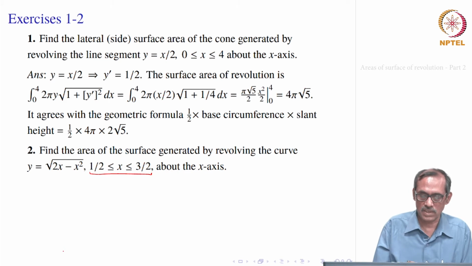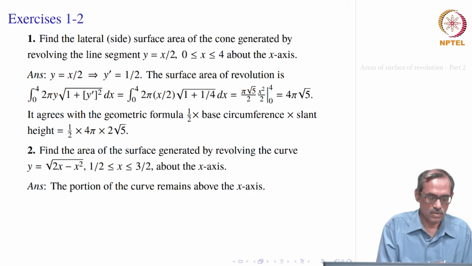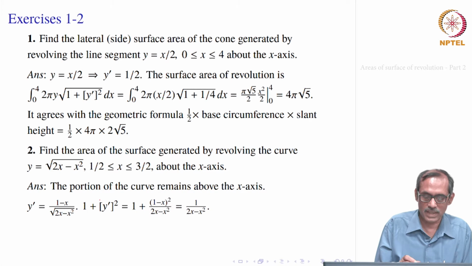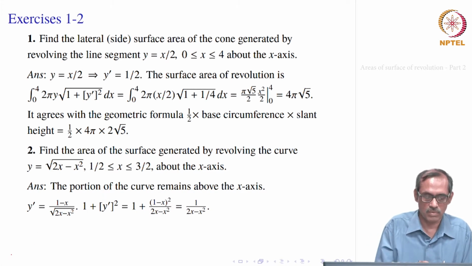So, it is about the x axis. Again we should find the formula, y is a function of x, which is already given. One thing we should verify is that it should remain above the x axis, and that is there. It is the square root of 2x minus x square, which is greater than or equal to 0.